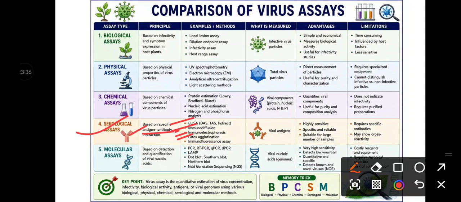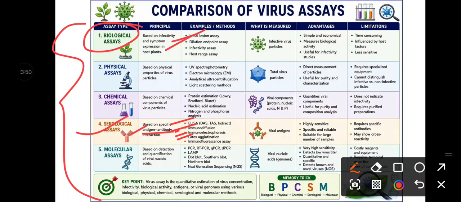These things are there, so very complicated things we will discuss one by one. Okay, so this is the comparative table. In biological assay, what do we do? We study the symptom and expression of the virus in the host plant, so an indicator host is used. Methods include local lesion assay, dilution endpoint assay, infectivity assay, and host range assay. But this is a very time consuming method because we have to inoculate the virus, then wait for the symptom expression, then quantify. It is also influenced by host factors, and it is less sensitive.